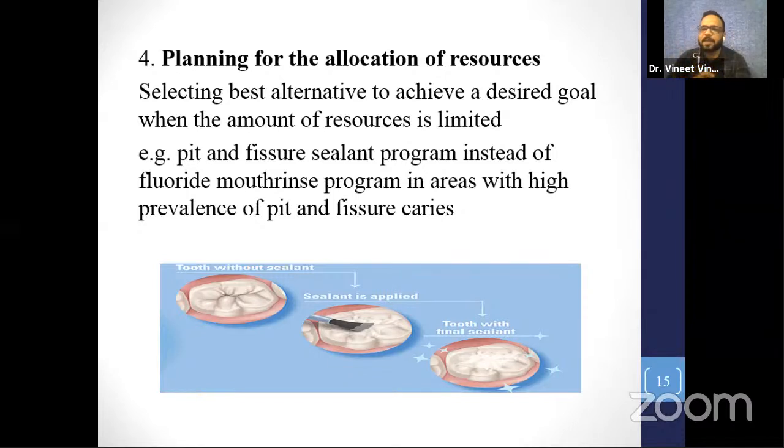For example, pit and fissure sealant programs instead of fluoride mouth rinsing programs in an area with high prevalence of pit and fissure caries. So it's always better to do a pit and fissure sealant program if there are a lot of pit and fissure caries. Okay, instead of going with the fluoride mouth rinsing program in that particular area. So that is called planning for allocation of resources.